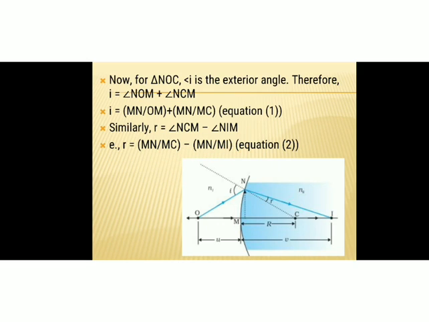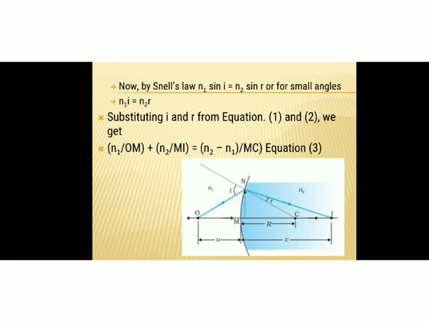Okay. Now what is Snell's law? N1 sin I is equal to N2 sin R. So why does this Snell's law look like this? Do you have any confusion here?